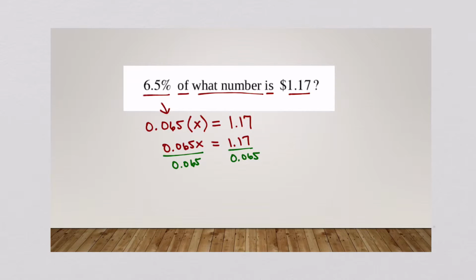So on my calculator, I'm going to type in 1.17 divided by 0.065, and I get 18. So X is equal to 18.